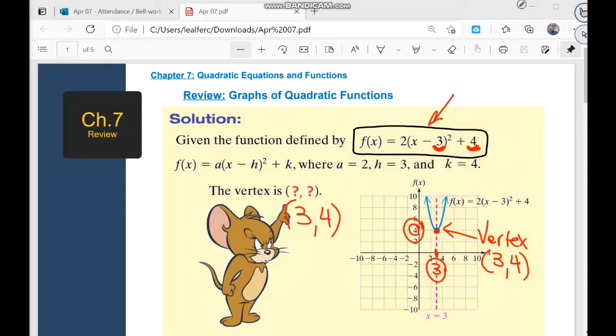You don't need to solve. The question is about finding the vertex. The question is not asking you to solve the function or the equation. The question is asking what are the coordinates of the vertex. If the question asks you to solve, that's another thing, but yesterday it was only about finding the vertex.